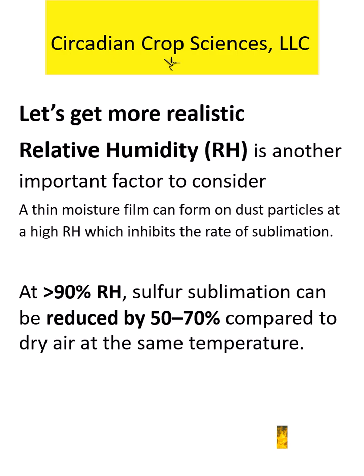Let's get more realistic with our model, and let's add in relative humidity. Relative humidity is another important factor to consider. A thin moisture film can form on dust particles at a high relative humidity, which inhibits the rate of sublimation. At above 90% relative humidity, sulfur sublimation can be reduced by 50 to 70% compared to dry air at the same temperature.